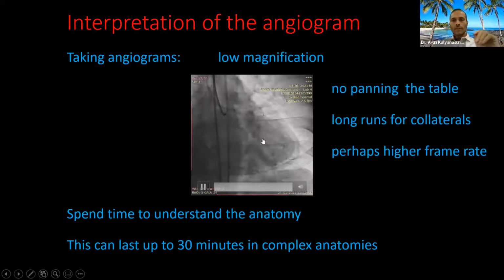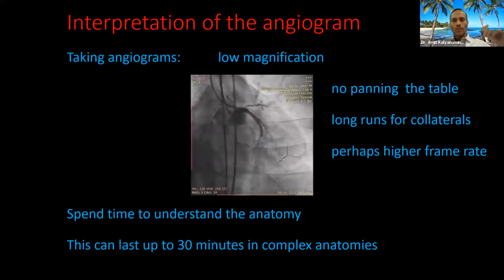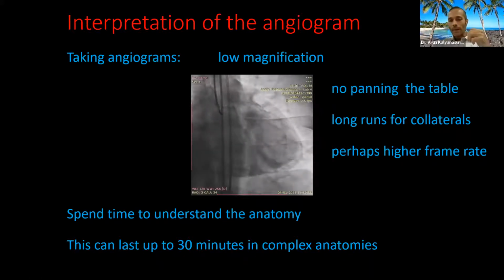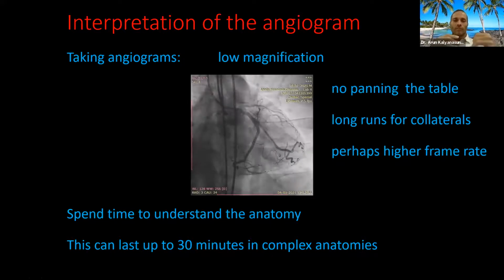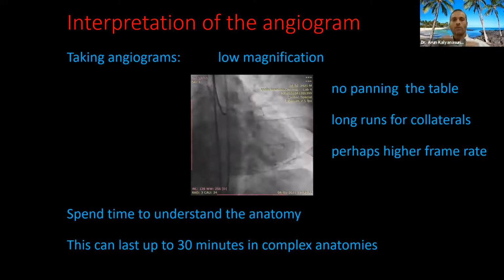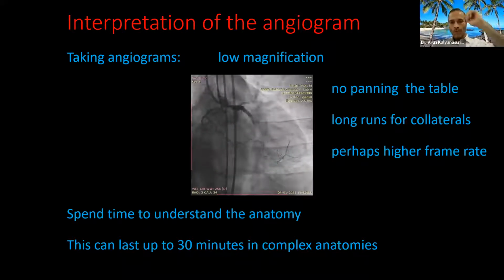As you can see, there's no panning. You want to have a long run so that you can wait to see how the collaterals fill. Typically we do 7.5 or 15 frames, but if your machine can go higher, this is the one time when you're doing your setup shots that you might want to consider a higher frame rate. And after you do all this, spend time, look at the collaterals, see what can be done, how the proximal cap is, etc.